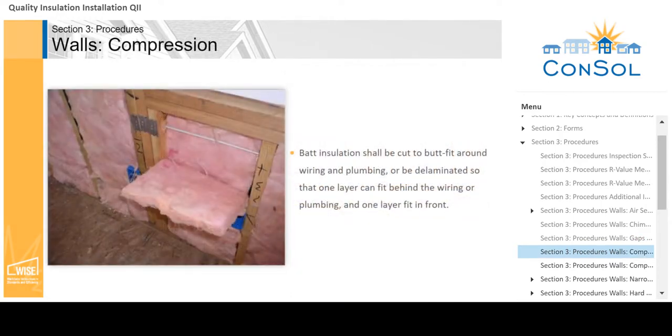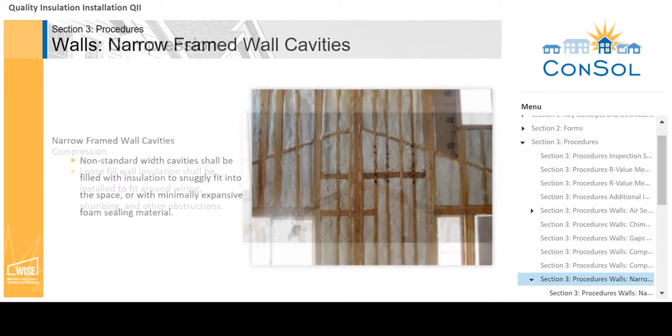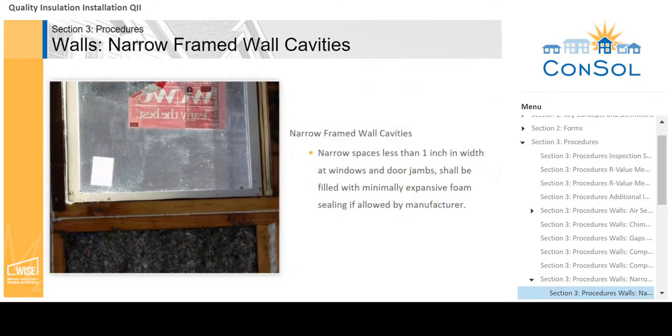Batt insulation shall be cut to butt fit around wiring and plumbing, or be delaminated so that one layer can fit behind the wiring or plumbing and one layer fit in front. Loose fill wall insulation shall be installed to fit around wiring, plumbing, and other obstructions. Non-standard width cavities shall be filled with insulation to snugly fit into the space, or with minimally expansive foam sealing material. Narrow spaces less than 1 inch in width at windows and door jambs shall be filled with minimally expansive foam sealing if allowed by manufacturer. Stuffing batt insulation is not allowed.